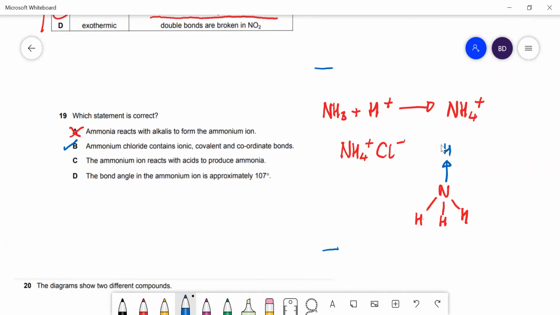Just check the other ones. The bond angle in the ammonium ion is approximately 107. It's not, it's 109.5 because there are no lone pairs to distort the shape. The ammonium ion reacts with acids to produce ammonia. It doesn't, it's the other way around. It reacts with alkalis to produce ammonia. So B is the answer there. I'll just write down that NH4 plus will react with an alkali like OH minus to form NH3 and water.